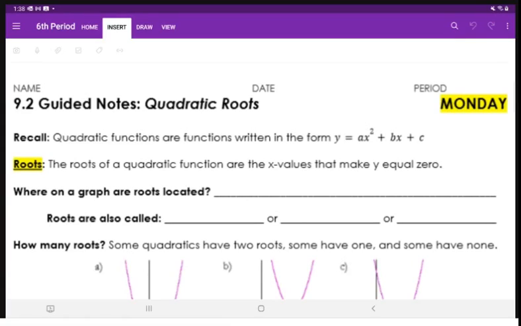So take a look at the topic at the top of this page of the packet. Quadratic roots. One of these words should be familiar. Which one? Quadratic. We talked about quadratics all week last week. So help me remember what we know about quadratics. What's one thing we know about quadratic functions? Anything? They're symmetrical.